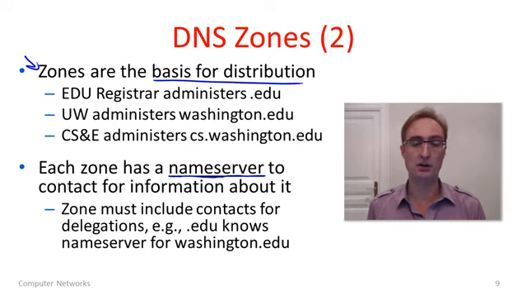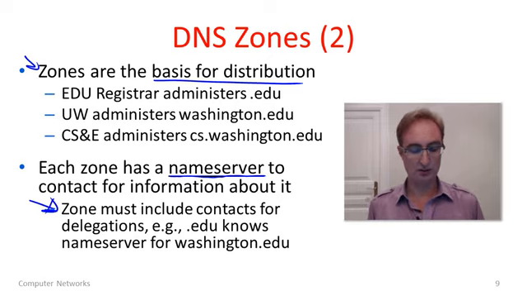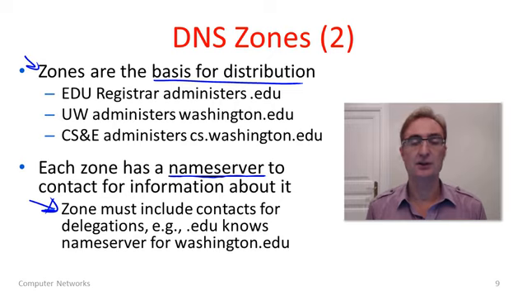If you want to find out about a computer inside cs.washington.edu, for instance, you would contact the CSE department's name server because it's going to know about it. Now for this to work, any zone needs to include contacts for delegations. The zone washington.edu is going to need to include contact information for cs.washington.edu, so that if you contact it looking for information in there, it has a forward pointer to say, well, I don't know what's inside cs.washington.edu, but I do know who you should contact to ask.